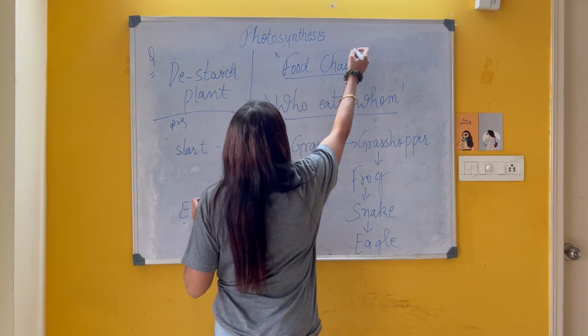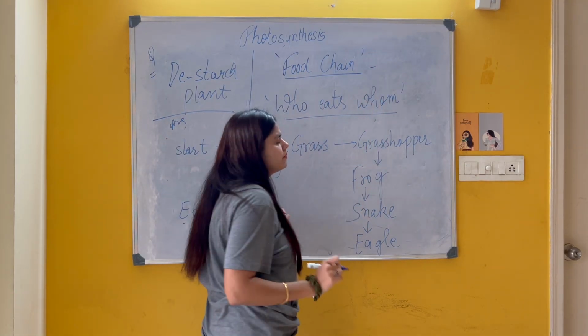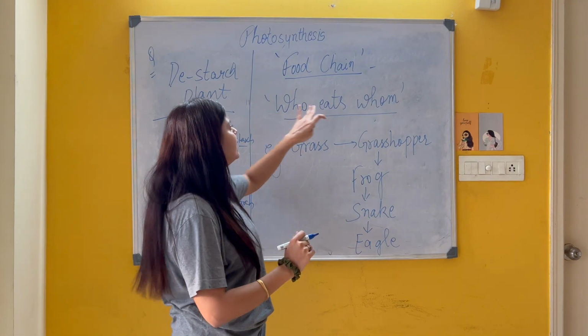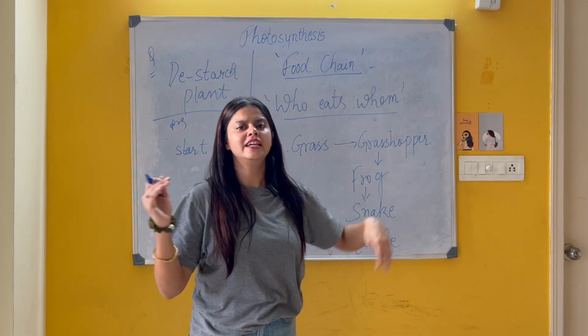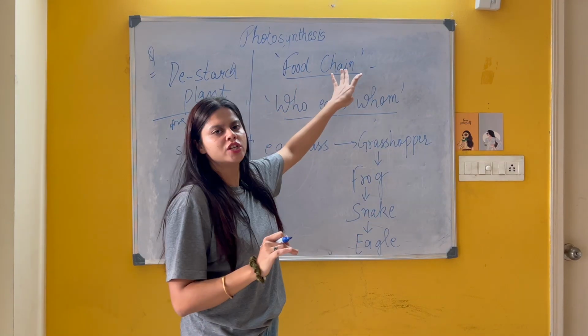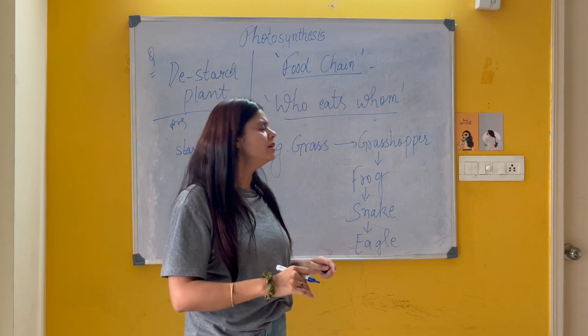Now moving to the next topic, which is food chain. I am sure everyone knows what a food chain is. So in simple language, food chain basically tells you who eats whom in nature. This is what you get to know from food chain. I'll give you a simple example.